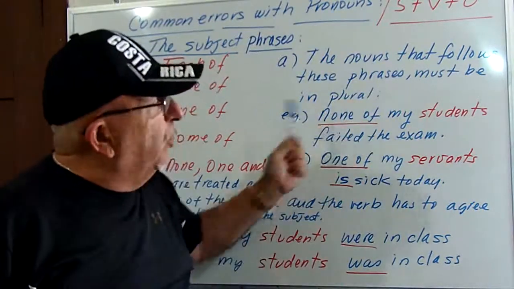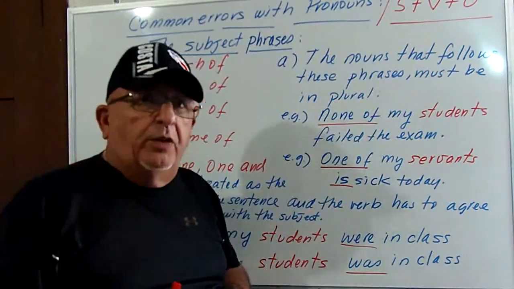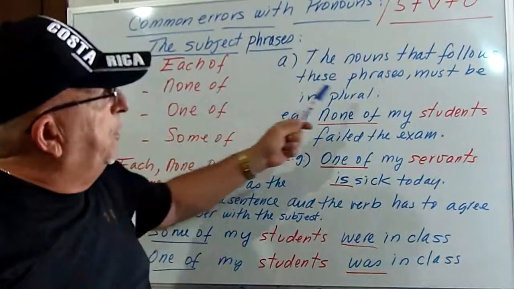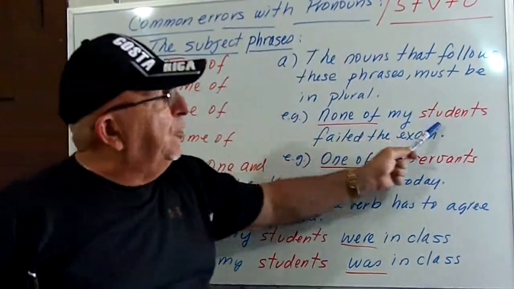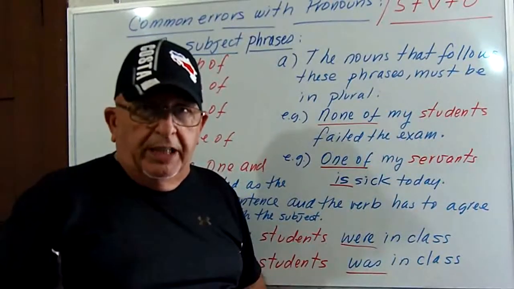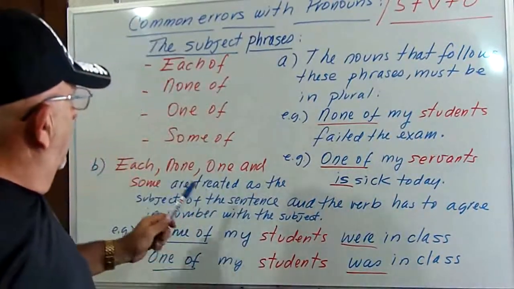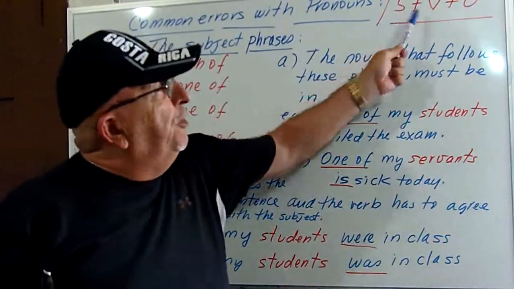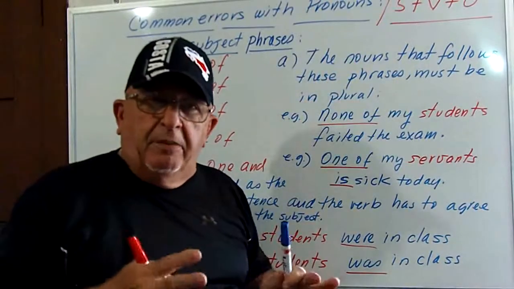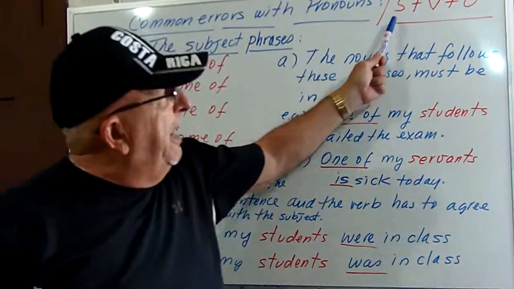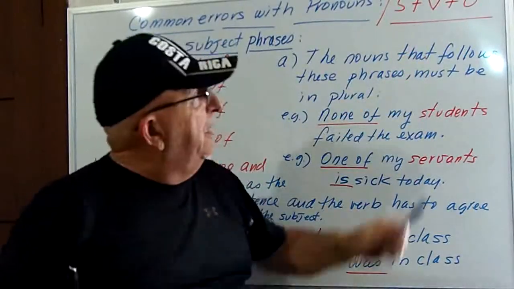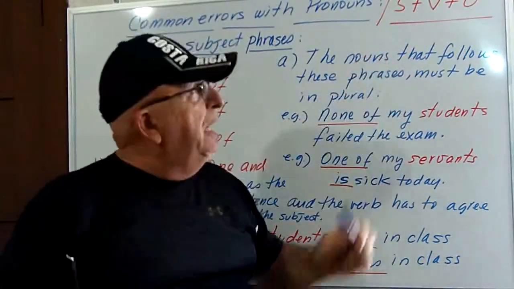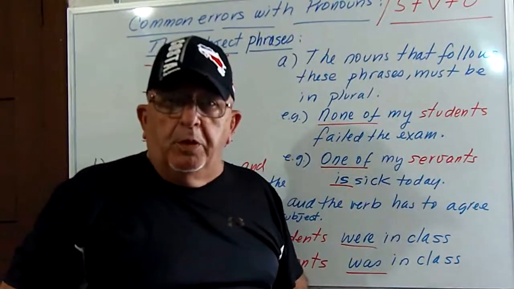Okay? So that is one important rule. We're gonna see two of them today. One important rule is that nouns that follow these subject phrases have to be in plural form. Okay? Now, there is a subject-verb agreement in number. For example, if I have a singular subject, I should use the verb in singular. If I have a plural subject, I should use the verb in plural here.